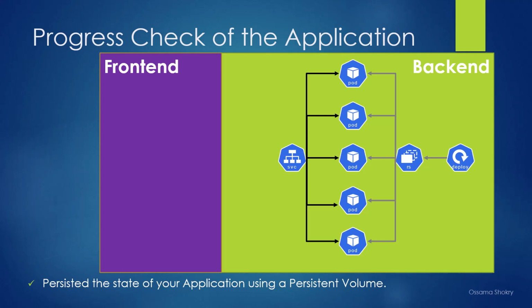In this lab, you have persisted the state of your application using a persistent volume. You created a persistent volume that uses a directory on your machine, claimed it in a PVC, and mounted the PVC in a volume in your deployment. That's it for this lab.